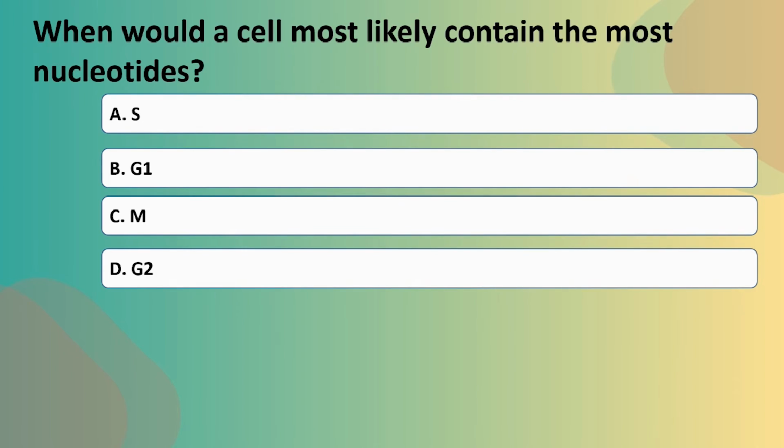All right, next question. When would a cell most likely contain the most nucleotides? A, S phase, B, G1 phase, C, M phase, or D, G2 phase? So let's recall that cell cycle process again. We just identified that G1 is the growth phase, S is the DNA replication phase, G2 is the preparation for division, and M phase is the division into daughter cells. So when would it most likely contain the most nucleotides?